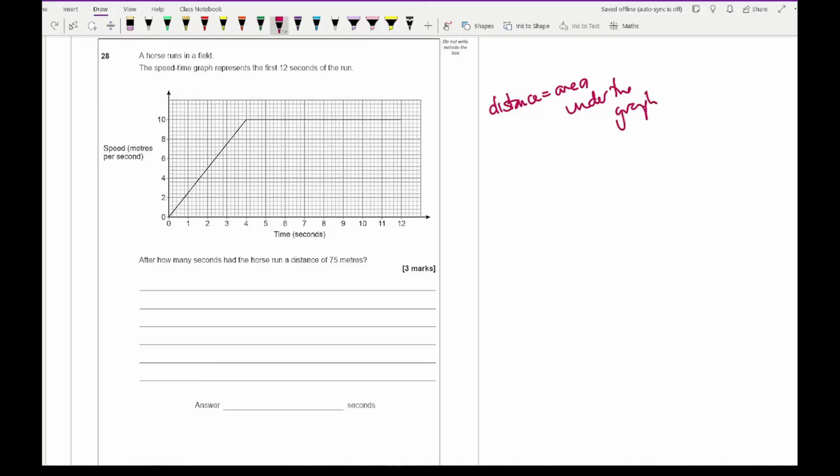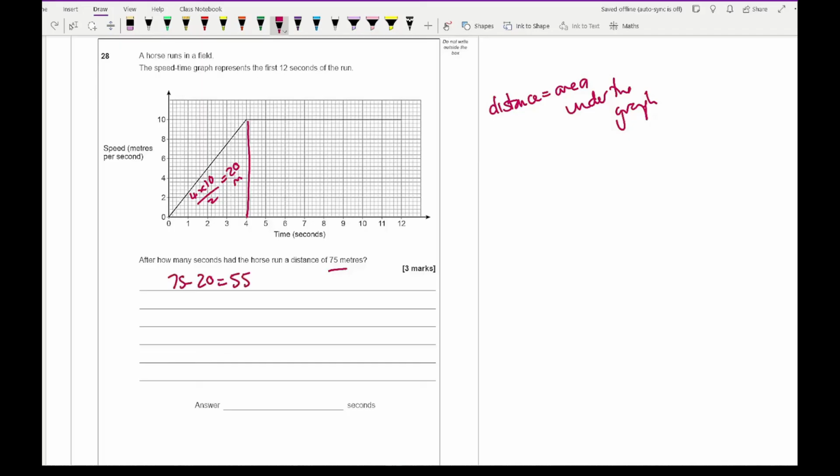So what I need to do first, if I just split this first section in the first 4 seconds, I need to work out the area of this. Now to work out the area of this, that's going to be 4 times 10 divided by 2, which is 20. So this represents 20 meters. So what I'm then needing is 75 take away 20, which is 55.